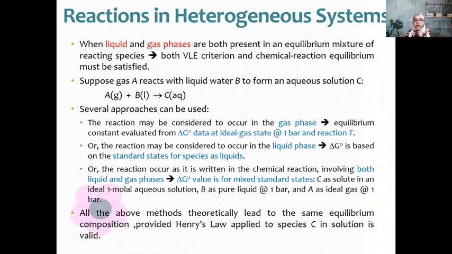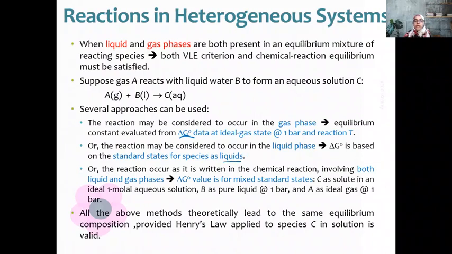Okay, in the heterogeneous reaction system, when liquid and gas phases are both present in the equilibrium mixture of the reacting species, both the VLE criterion and chemical reaction equilibrium must be satisfied. Okay, these are the examples. We can use several approaches to solve the problem, either by considering the reaction to occur in the gas phase, and then the equilibrium constant will be evaluated based on the delta G standard at the gas state at 1 bar and reaction temperature, or the reaction may be considered to occur in the liquid phase, based on the delta G at the standard state in the liquid phase.